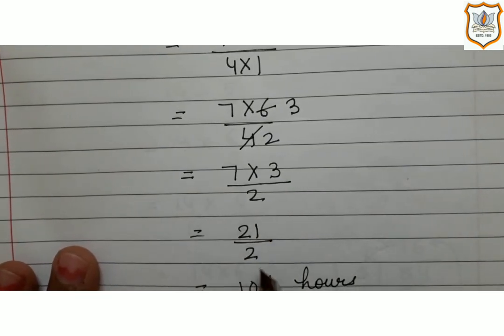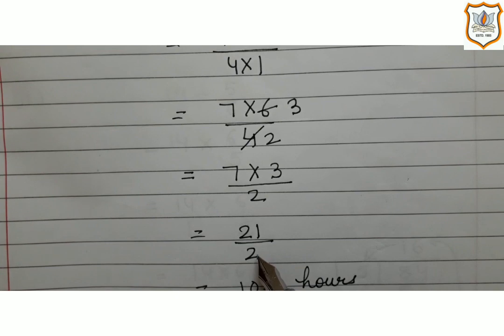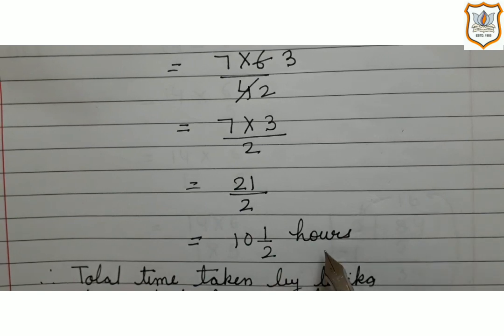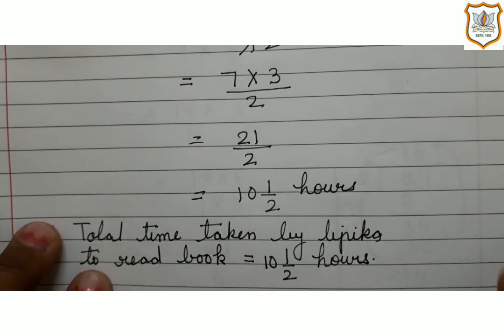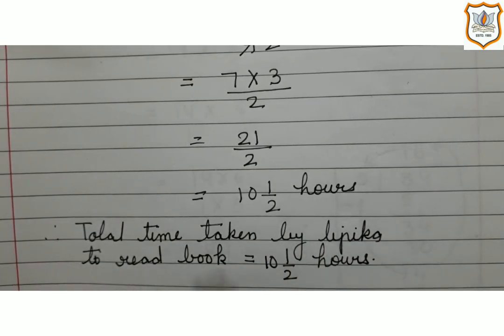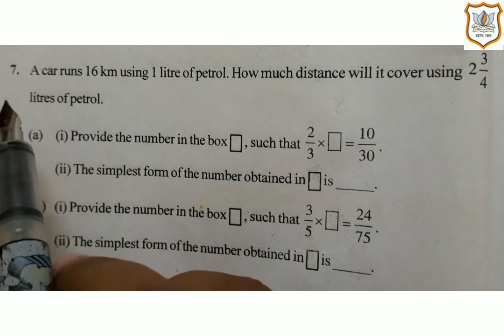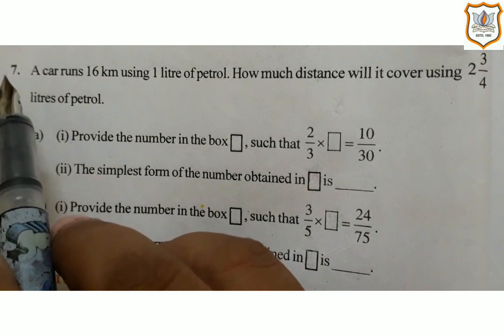This is an improper fraction. We will convert this improper fraction into a mixed fraction. That will be 10 integer 1 upon 2 hours. So we can say that the total time taken by Lipika to read the book is equal to 10 integer 1 upon 2 hours. Now let's solve question number 7 of exercise 2.3.